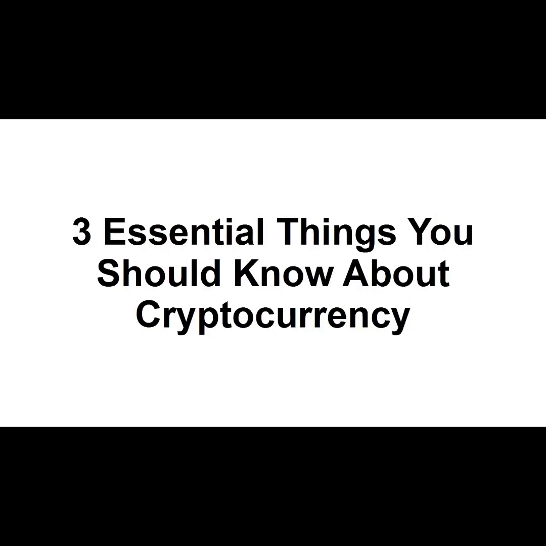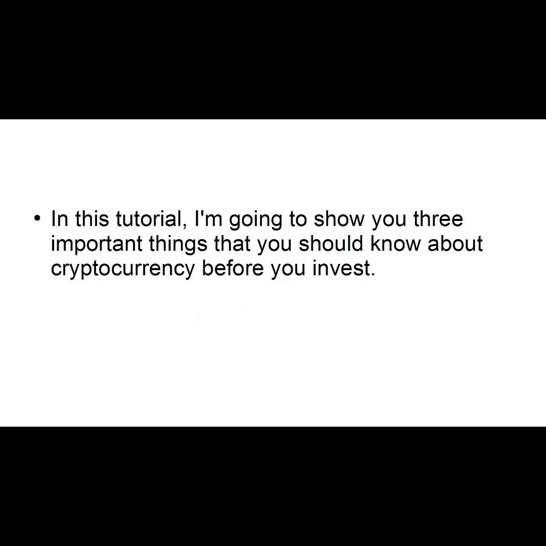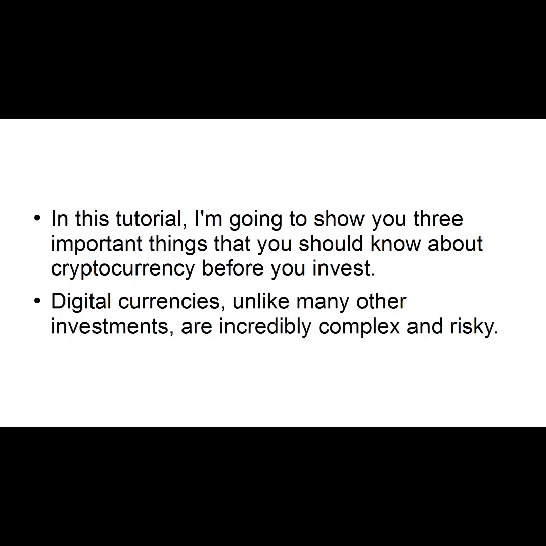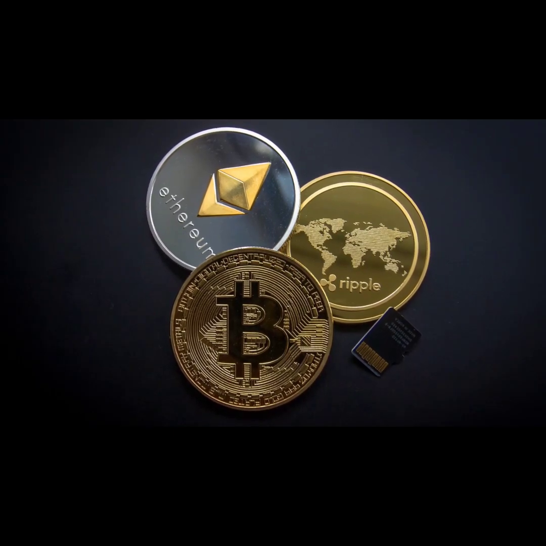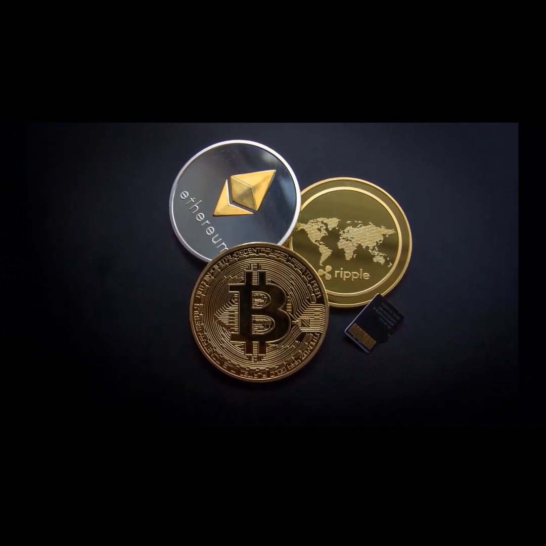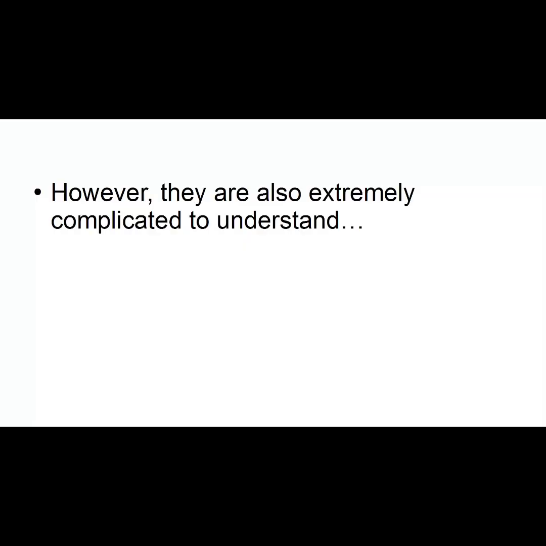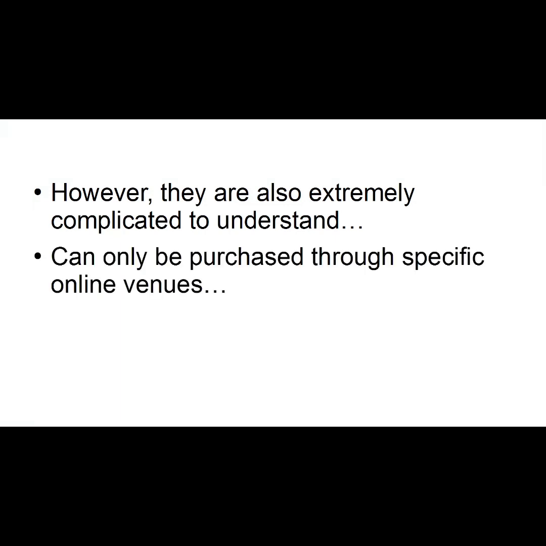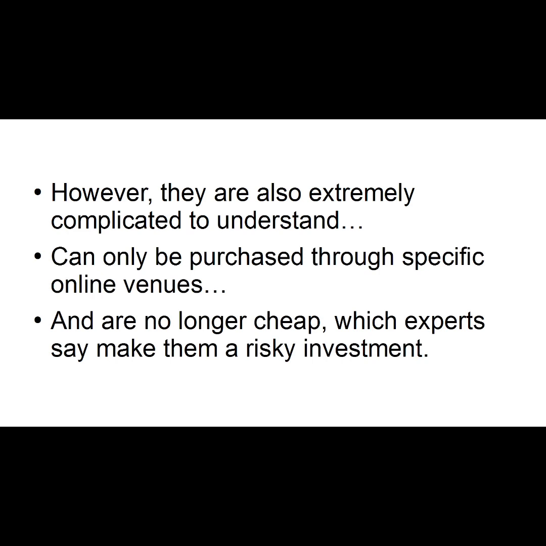3 essential things you should know about cryptocurrency. In this tutorial, I'm going to show you 3 important things that you should know about cryptocurrency before you invest. Digital currencies, unlike many other investments, are incredibly complex and risky. Cryptocurrencies like Bitcoin and Ethereum are intriguing because they are unregulated by governments, have limited supply, and offer privacy in financial transactions. However, they are also extremely complicated to understand, can only be purchased through specific online venues, and are no longer cheap, which experts say makes them a risky investment.